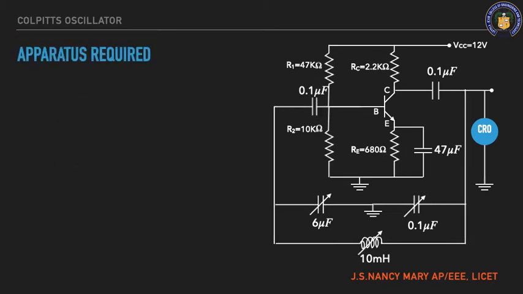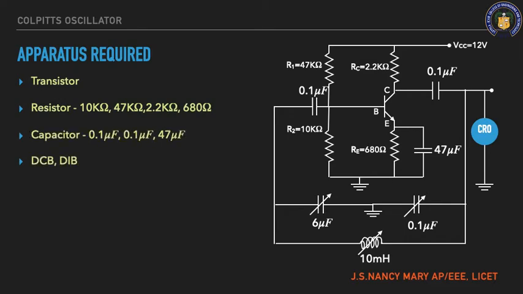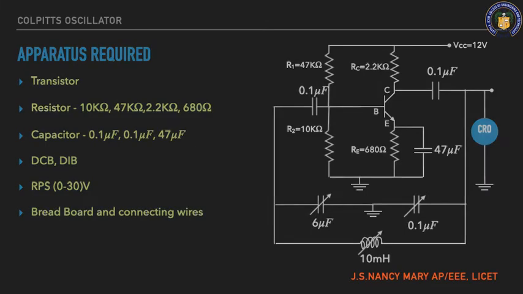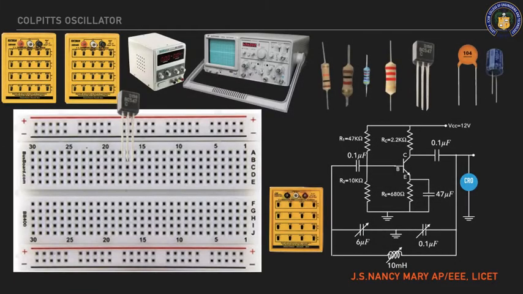You need a transistor, resistors, and capacitor, DCB, DIB, that is decade capacitance box, decade inductance box, breadboard and connecting wires. So now we will connect the same thing. We have two decade capacitance boxes and one decade inductance box. Now I'm going to connect the emitter side resistor. One resistor is connected, that is 680 ohms, other end is grounded.